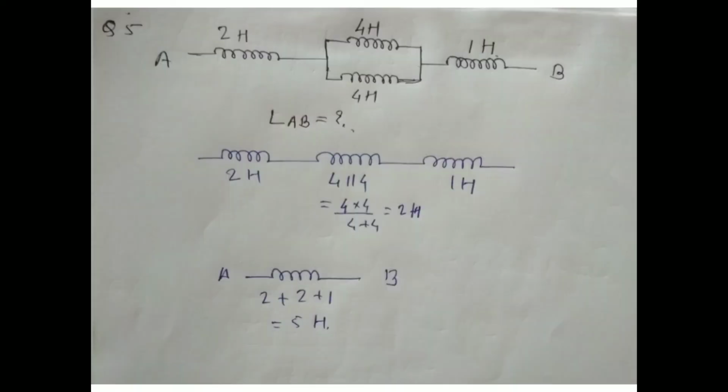Next, series-parallel combination of inductors. We need to find the equivalent inductance between A and B. So step 1, we have this circuit, 4 Henry and 4 Henry are in parallel, so we will calculate the equivalent of these. It is similar to the calculation of equivalent resistance, same formulas. So 4 parallel 4 equal to 2 Henry. Then these are series combinations, so we will simply add this and we will get 2 plus 2 plus 1 equal to 5 Henry.